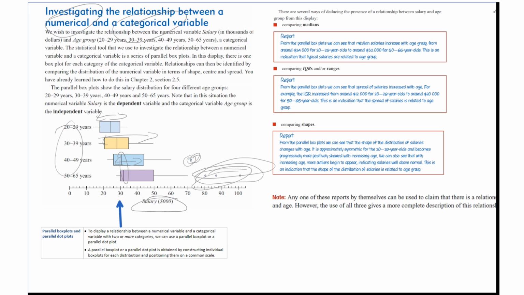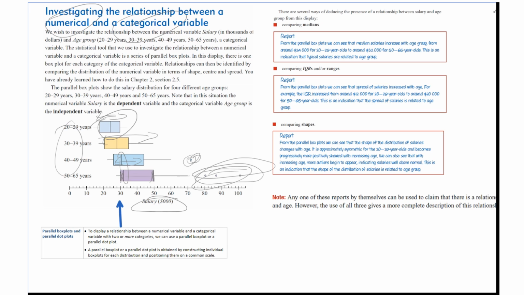So the IQR increased from 12,000 for 20 to 29 year olds to around 20,000 for 50 to 65 year olds. Looking at this point here, this is an indication that the spread of salaries is related to age group. If you look at the shapes, which I didn't talk about before, the shape of the distribution changes. It is approximately symmetric here and becomes progressively more positively skewed. This is quite positively skewed at the 50 to 65 group. And there are different ways to describe the data.